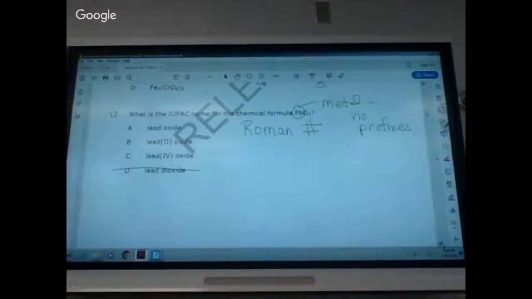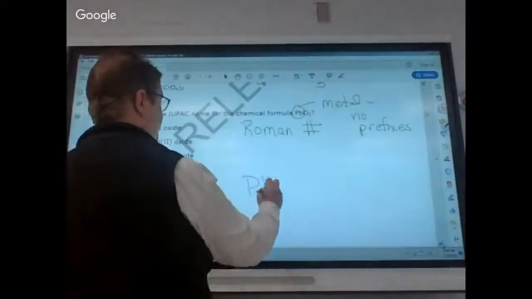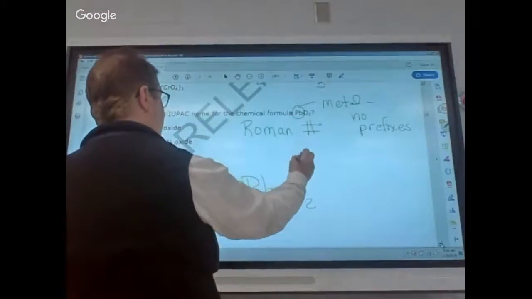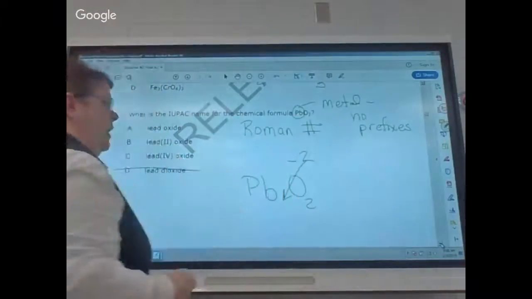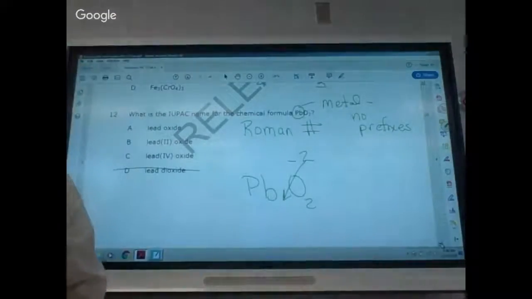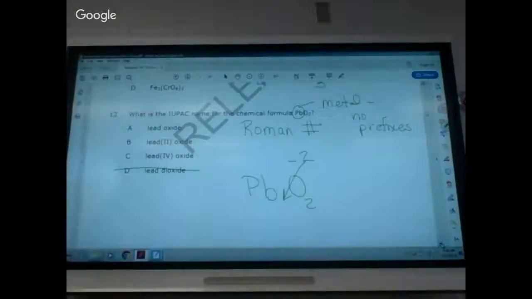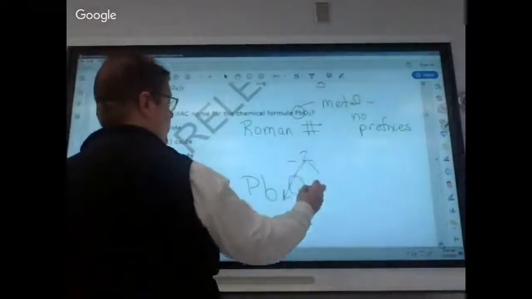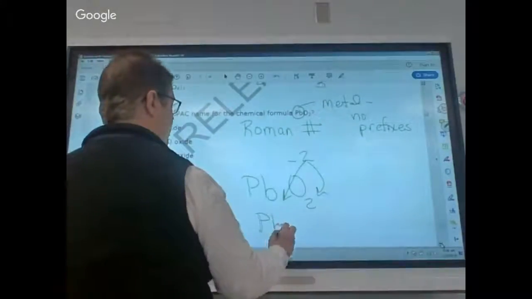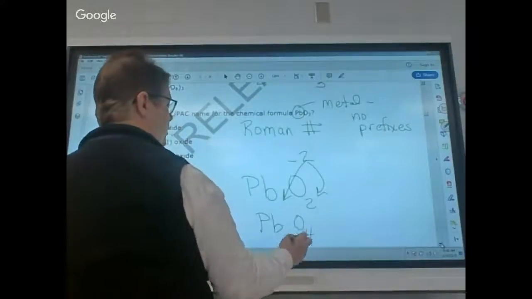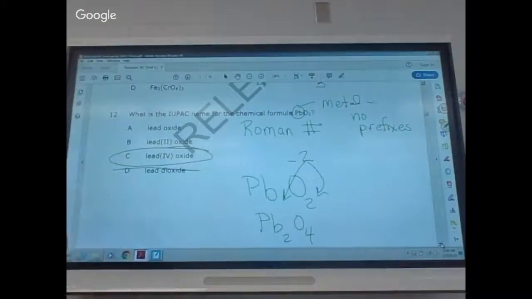So nobody picked D, right? Or you understand why you can't use it? Yeah. So, what's our answer now that we know we can't pick D? C. The answer is C. Why did we pick C? Because oxygen has a 2. That had a -2 oxidation number that should be there, and it's not there, correct? So what happened to it? It's simplified. So remember, multiply that through. Pb2O4. So it's lead 4 oxide.